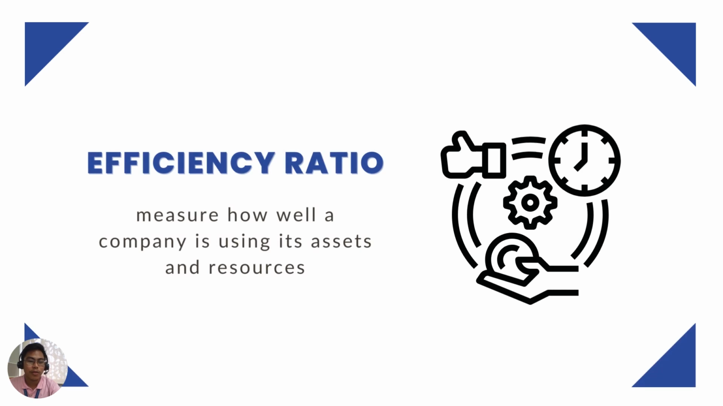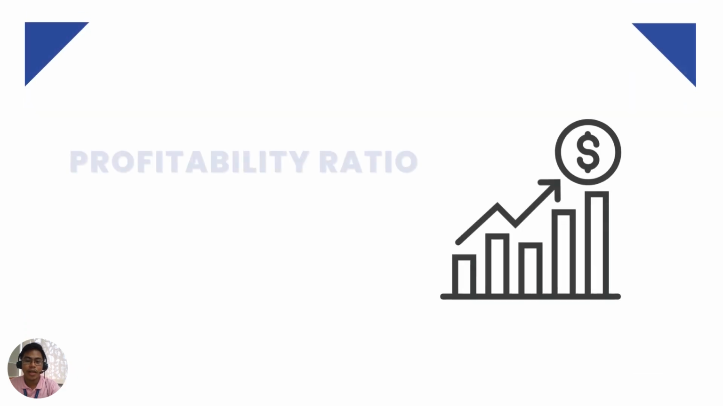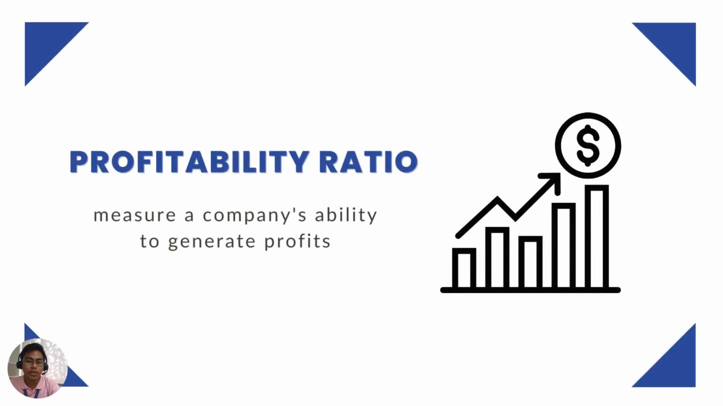The third one is efficiency ratios, which measure how well a company is using its assets and resources, such as the inventory turnover ratio, which is calculated by dividing the cost of goods sold by average inventory. And the last one is profitability ratios, which measure a company's ability to generate profits, such as the return on assets or ROA, which is calculated by dividing net income by total assets.